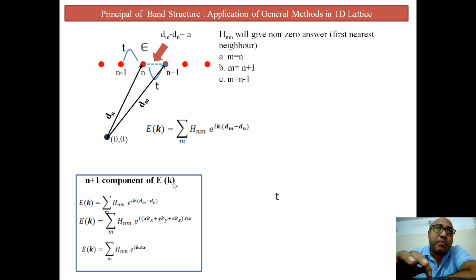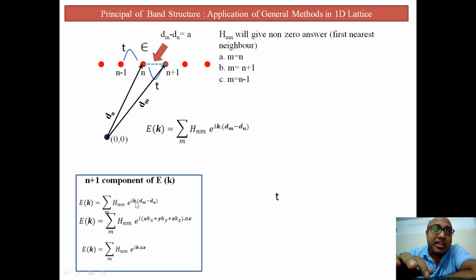So n plus 1 component of a. So I am just counting n plus 1. Hnm e to the power ik dm minus dn. By the way, what is the Hnm? You know how the n relates to n plus 1, the nearest neighbor. So this Hnm is nothing but t. Correct? And again I am telling you, the matrix component of the nearest neighbor we have already calculated. Just go back and check your notebook. Okay, so Hnm is actually t. I have not written it here. Maybe I have written it in the final expression. We'll see in a minute.